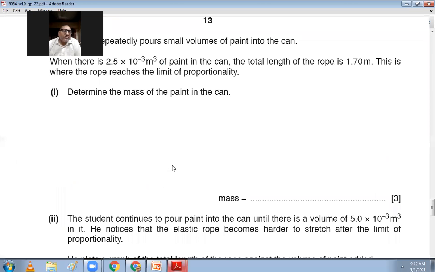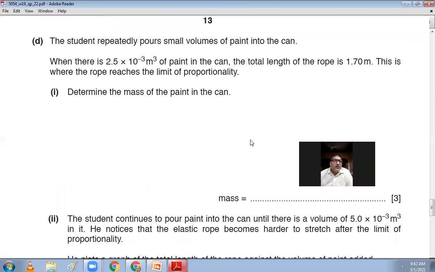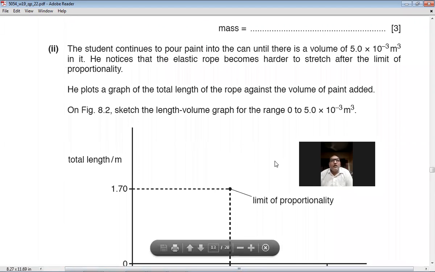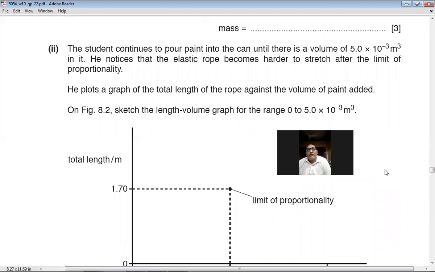Let's go back to the question. He says, the student continues to pour paint into the can until there is a volume of 5 times 10 to the power minus 3 meter cube in it. He notices that the elastic rope becomes harder to stretch after the limit of proportionality. He plots a graph of the total length of the rope against the volume of the paint added.